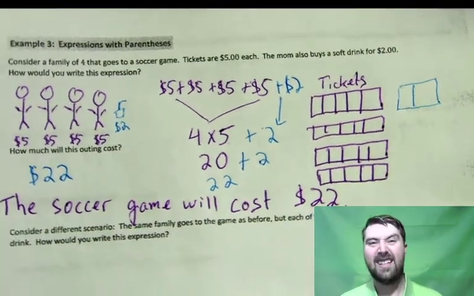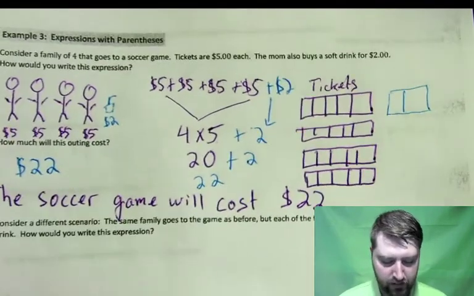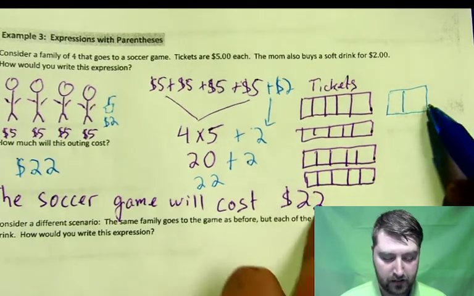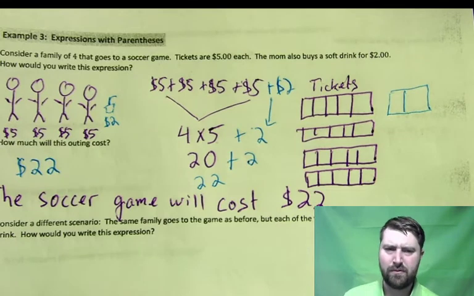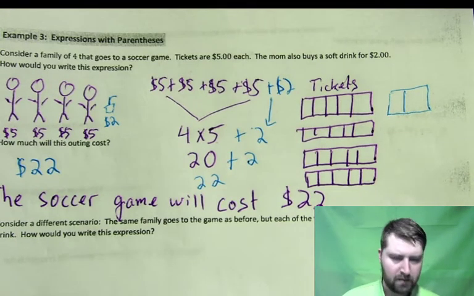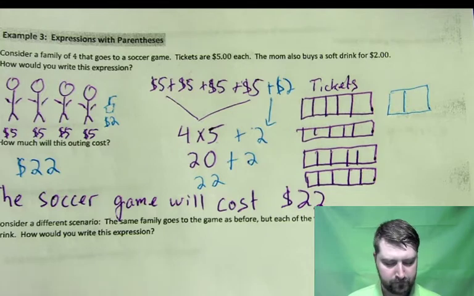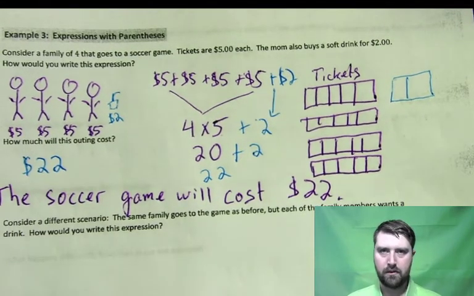So we could actually count up all of these boxes, and hopefully we'd get to 22. Because there are 4 $5 tickets, and then 1 $2 soda. So I'm going to challenge you to count those boxes and see if we really did end up with 22. I'll pause here for just a moment so you can finish drawing that and counting. $22. Awesome.